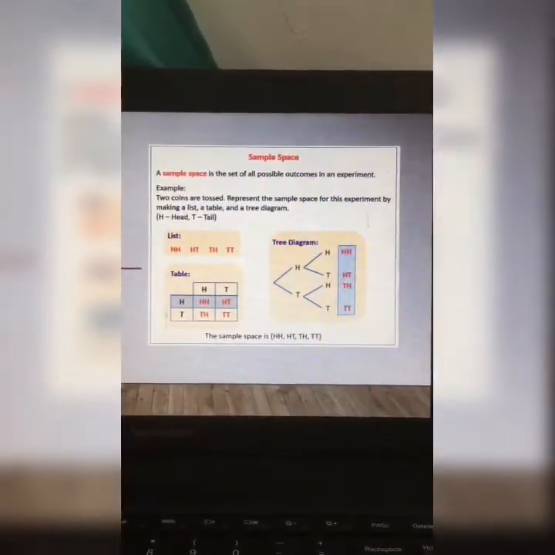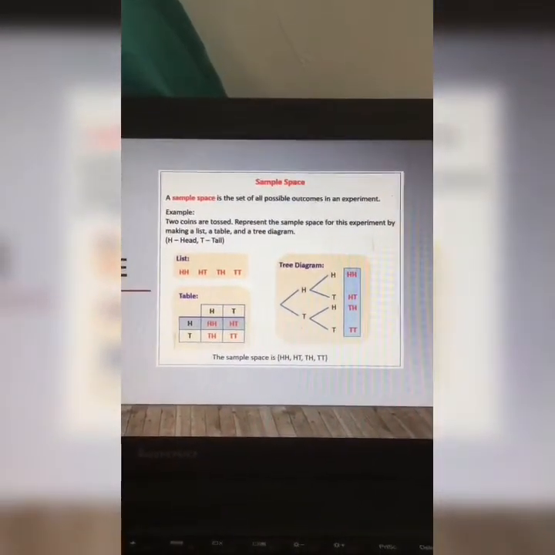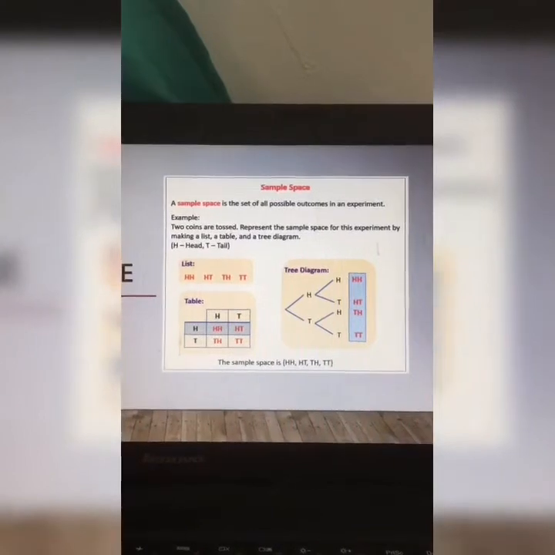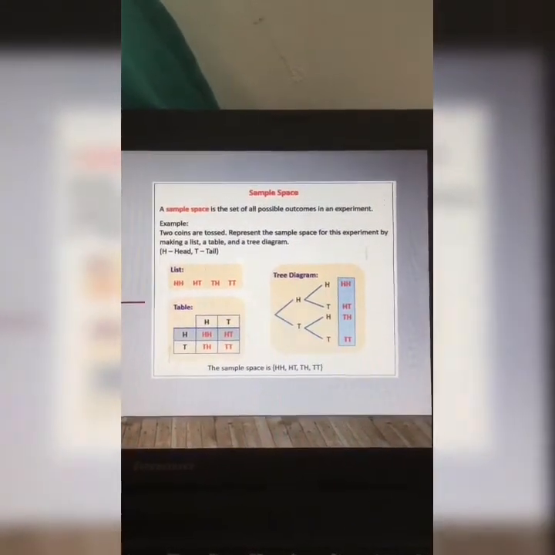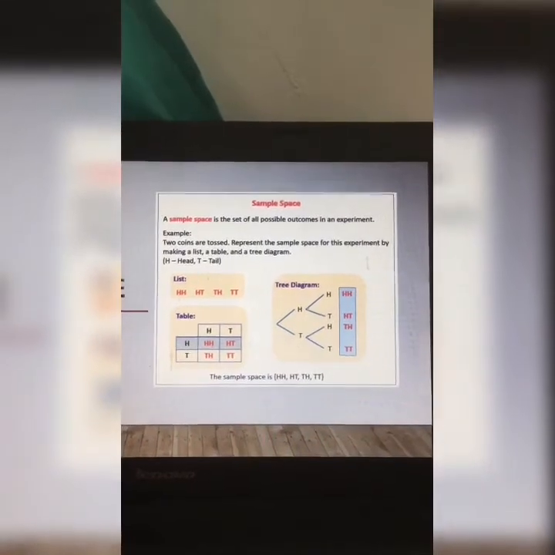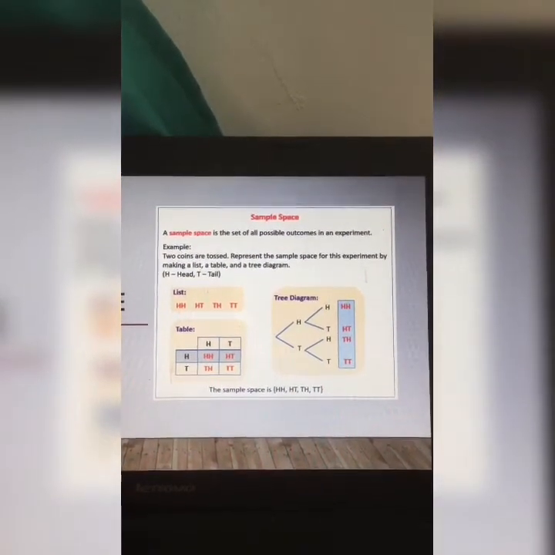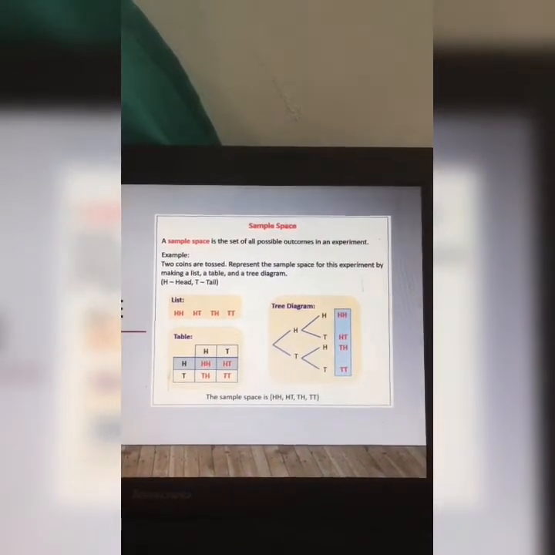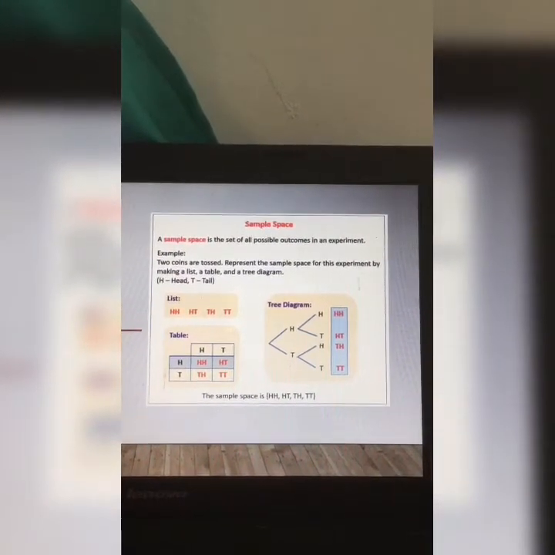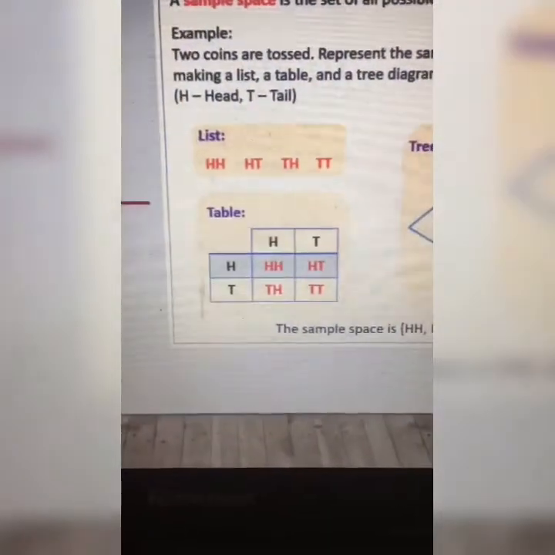But first, how do we know if the possible outcomes are head or tails? As we all know, if we are tossing a coin, the only two possible outcomes are tails or head. So our possible outcomes are either head head, head tails, tails head, or tails tails. If we put this in a table, this is going to be the answer.